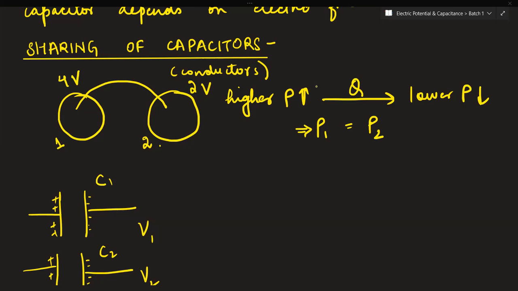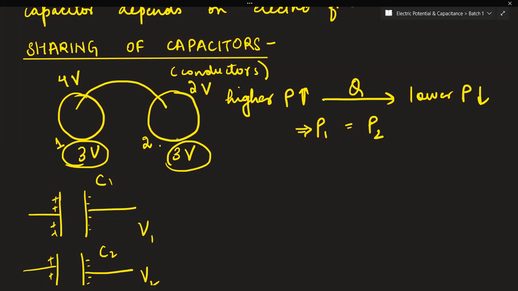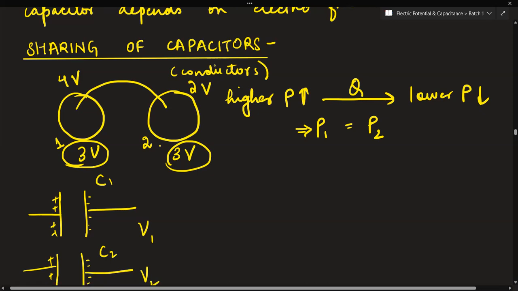Now see how this will occur if I take the example of 4 volts in the first conductor and 2 volts in the second conductor. The first will lose some charges and its voltage will become 3 volt. The second will gain charges and its voltage will become 3 volt. Now the voltages in both the conductors are equal, so the flow of charges will stop because the same voltage has been achieved in both of them. This is known as sharing of capacitors or sharing of conductors.